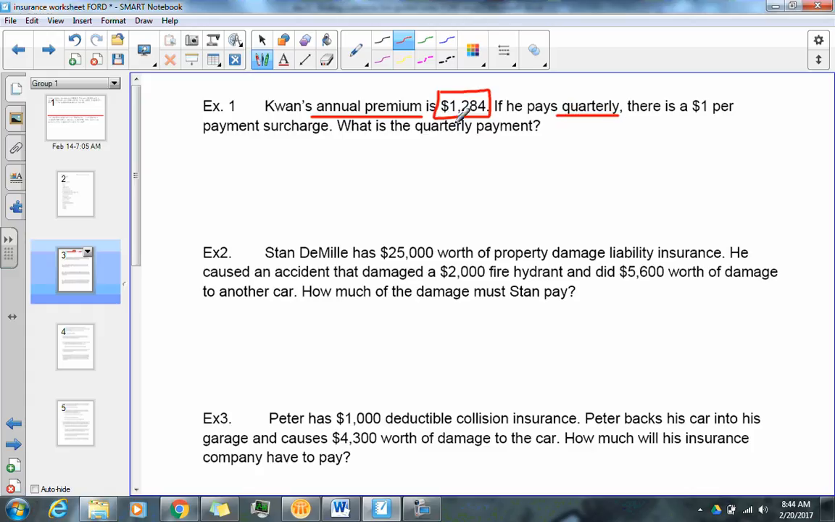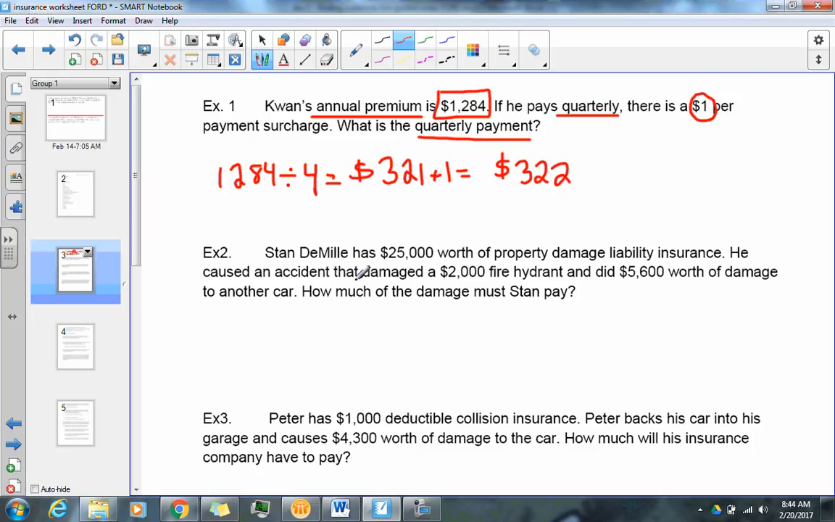So if his annual premium is $1,284, if he pays quarterly, what is his quarterly payment? Well, very simply, it's going to be 1,284 divided by 4. And when you do that, you're going to get $321. Now, if you keep reading, there is a $1 per payment surcharge. Basically, that's just a processing fee. So we tack on $1, and that means his final payment is going to be $322.